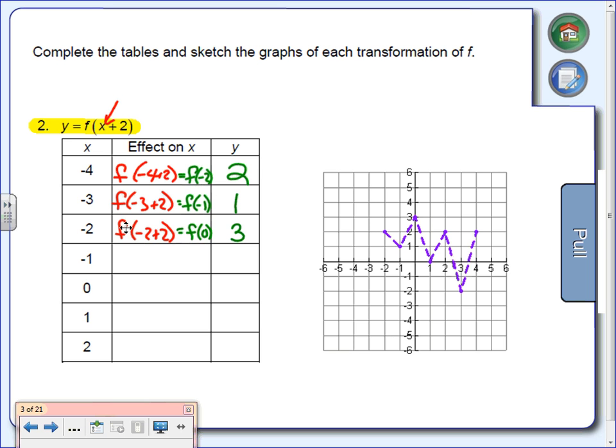Try that again. Let's replace the x with a negative 1. Negative 1 plus 2. A negative 1 plus 2 is a 1. If you look back on the first page, what is f of 1? F of 1 is a 0. So that's what's going to go in here for my y, 0.